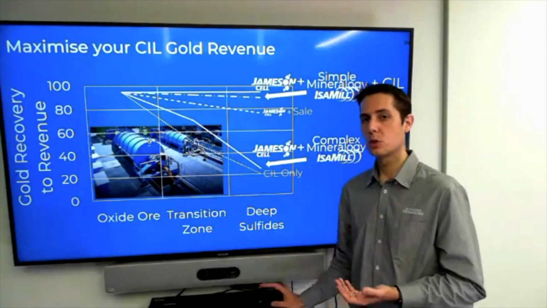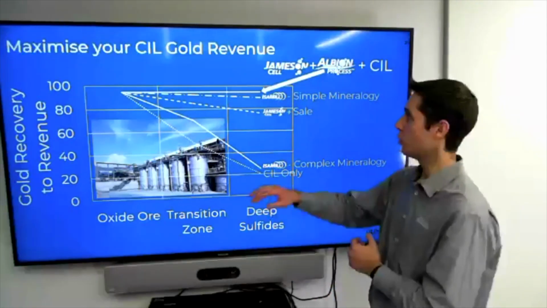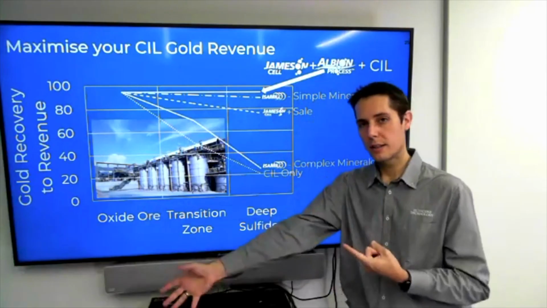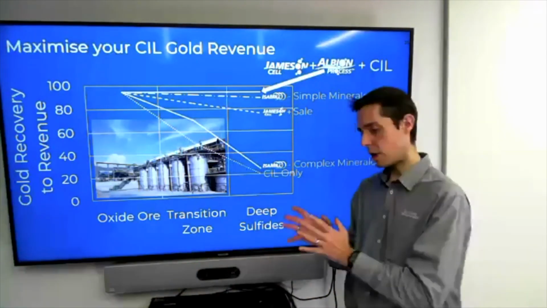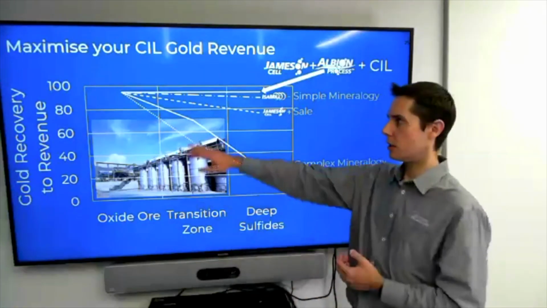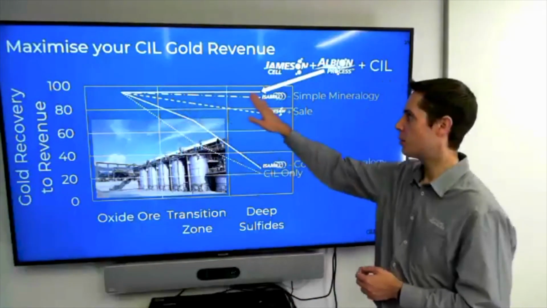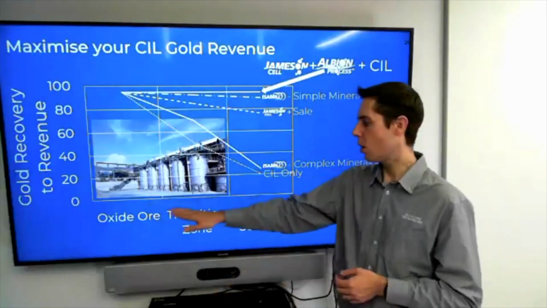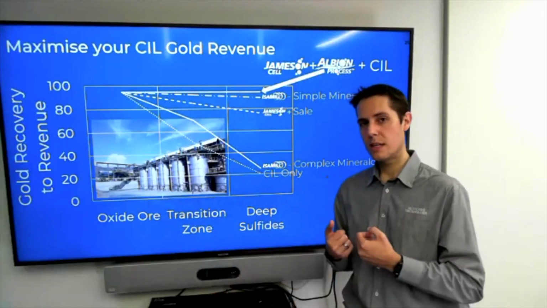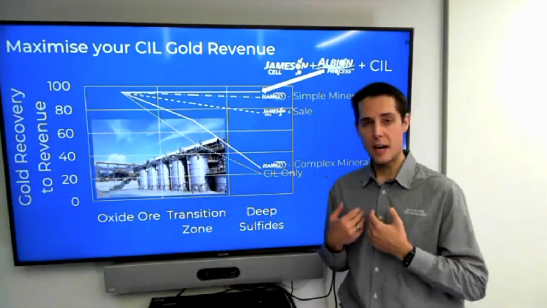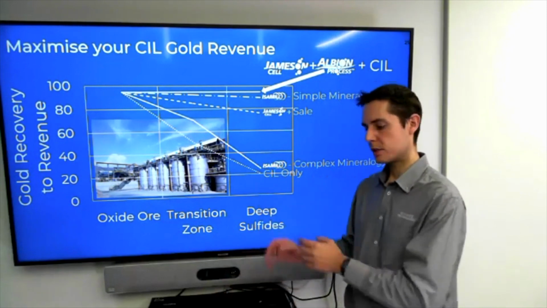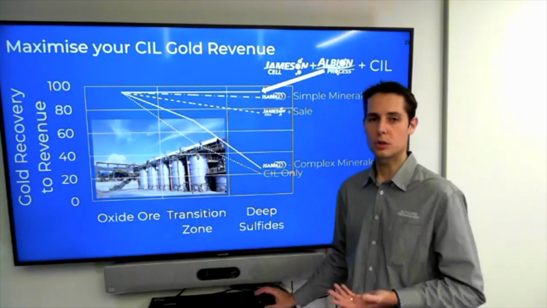So that's where we have to look at implementing our full Albion process plant. So we need to do the flotation, separate out that concentrate, look at fine grinding and oxidizing it through our Albion process, allowing it to be accessed through the CIL and being able to maximize our recovery throughout the whole development profile of our ore. And because we're treating within the Albion process, that gold is ours, that revenue is ours, and therefore we're able to pass that on to our stakeholders within our company.